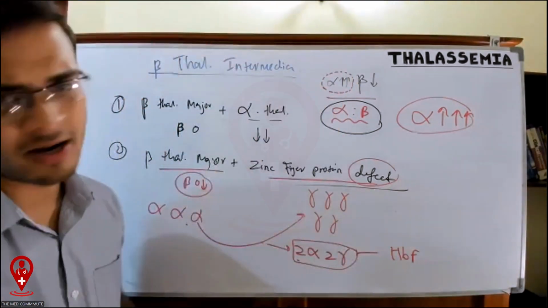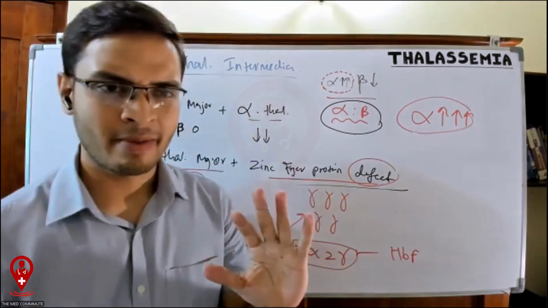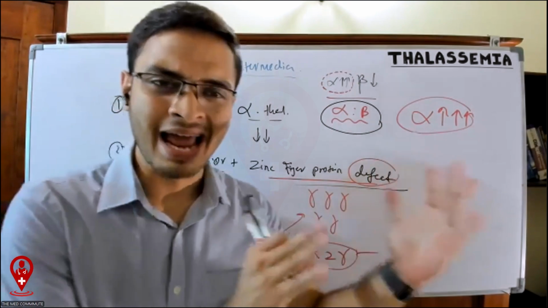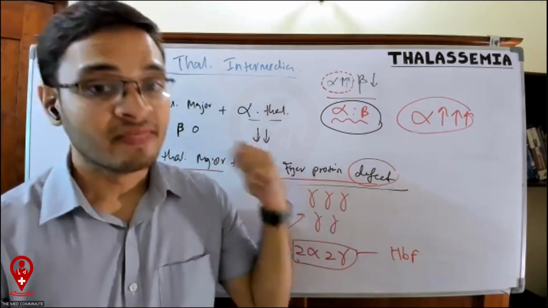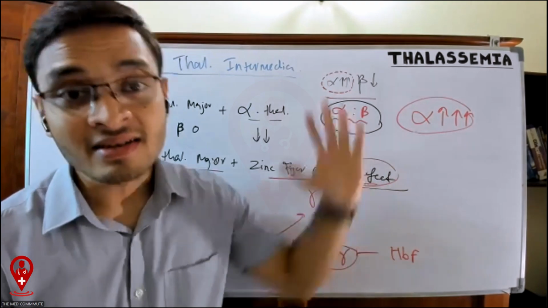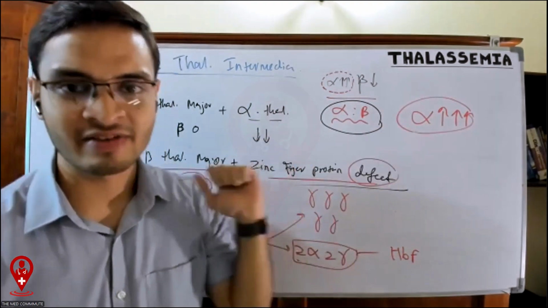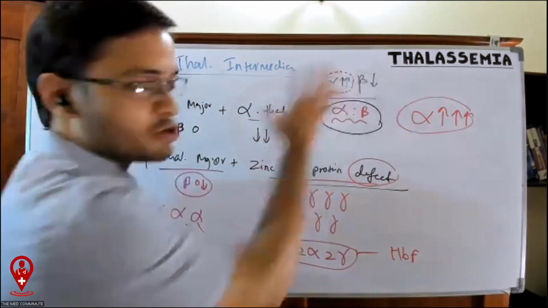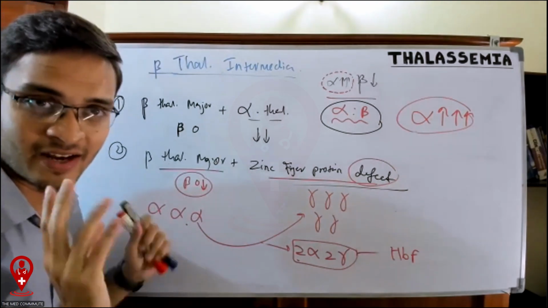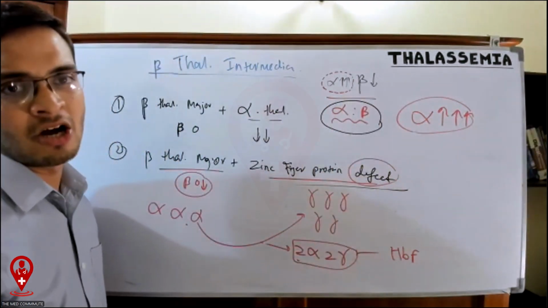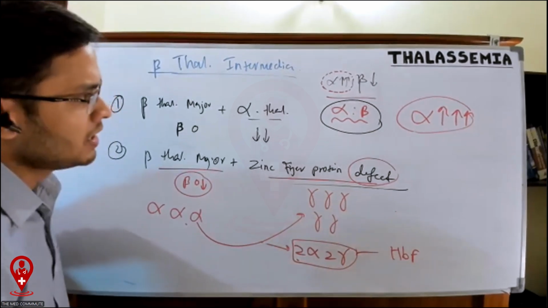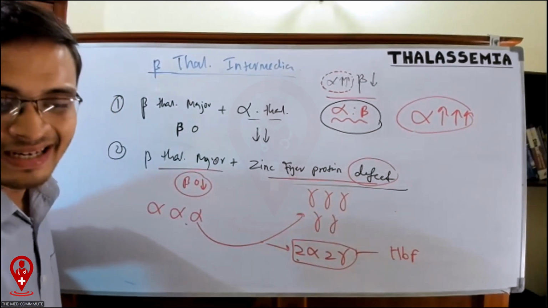So how will the patient come to us? The patient's clinical manifestations, guys, they won't be as mild as a trait, right? They won't be as severe as a major, right? Why? Ratio offset is not too bad. That is the line I want you all to remember. Therefore, they are going to come with some moderate symptoms of anemia, right? That is why we call it thalassemia intermedia.